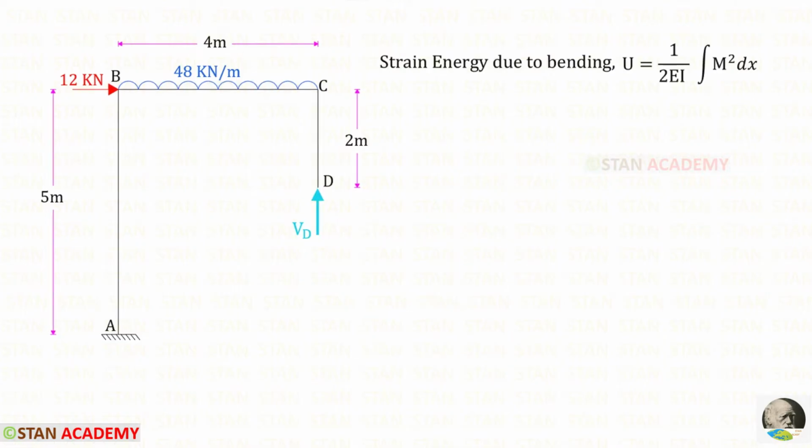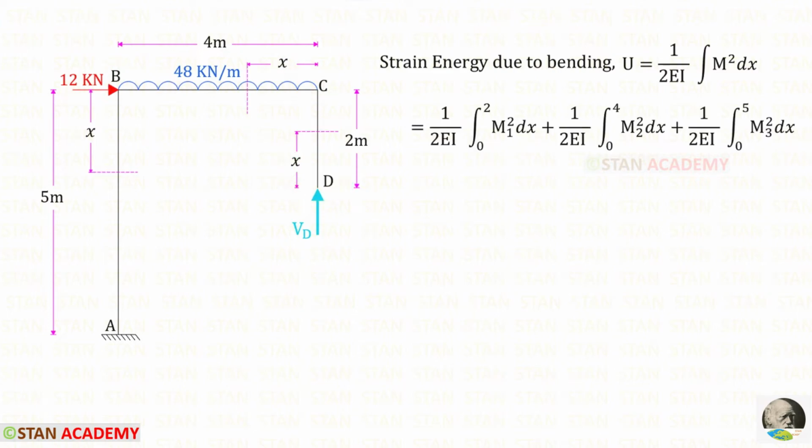We know the formula for the strain energy due to bending. We have to make sections. In this frame, there are 3 different parts, AB, BC and CD. So we have to make 3 sections, one in AB, one in BC and one in CD. You can see that I have made 3 sections. This section I have made at a distance of x from B, this section at a distance of x from C, and this section at a distance of x from D.